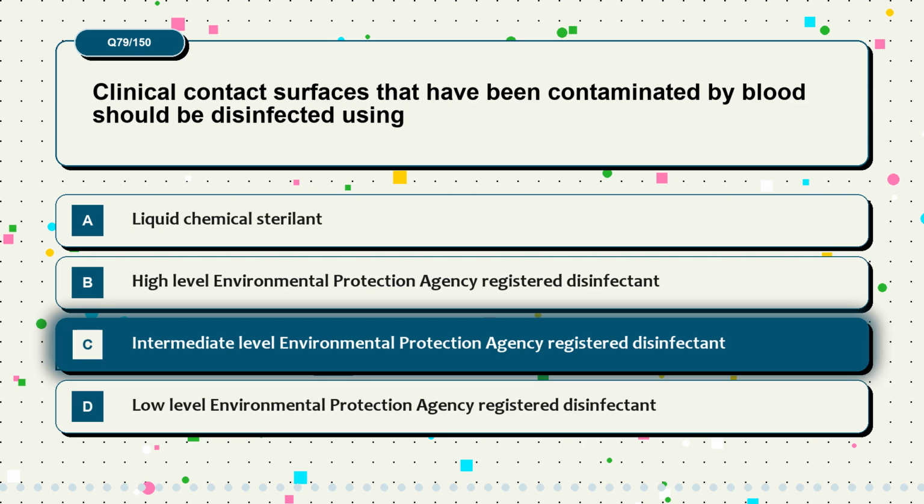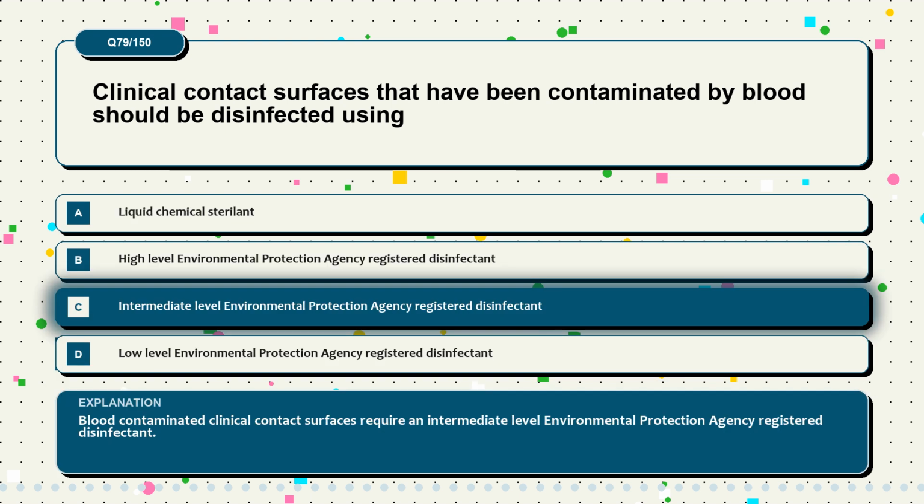The correct answer is option C, intermediate-level Environmental Protection Agency registered disinfectant. Blood-contaminated clinical contact surfaces require an intermediate-level Environmental Protection Agency registered disinfectant.